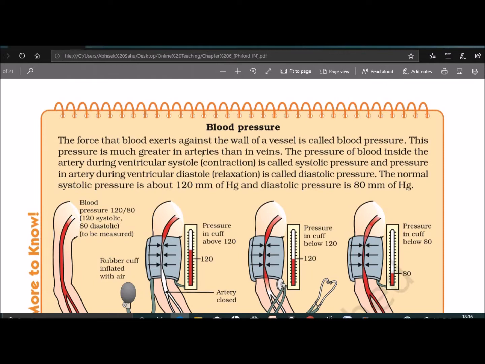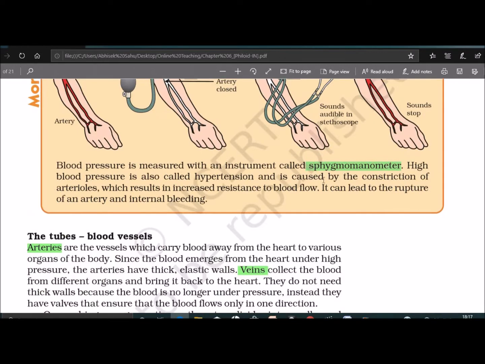You have heard the word many times, that is blood pressure. What do you mean by blood pressure? The force that blood exerts against the wall of the vessel is called as the blood pressure. It is measured by an instrument called sphygmomanometer.